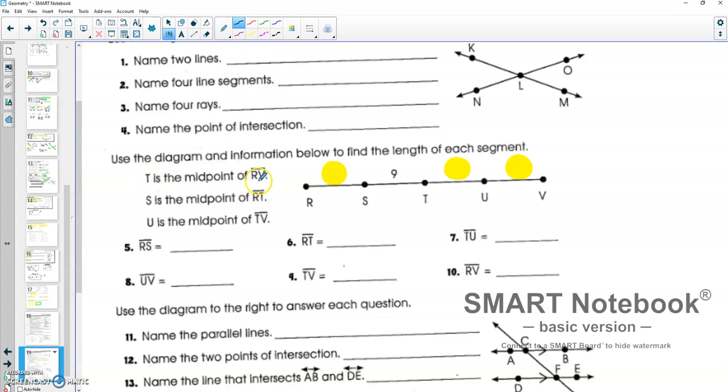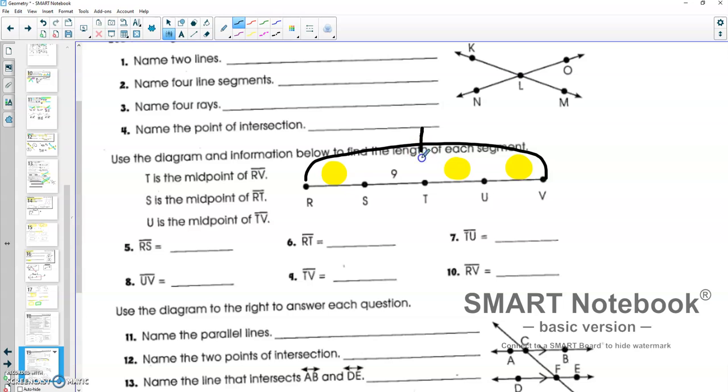T is the midpoint of RV. So T is the middle of RV. Okay? So I'm going to cut this in half. That means this part matches this part. Does that help us right now? No, there's too many missing parts. So you go to the next one.